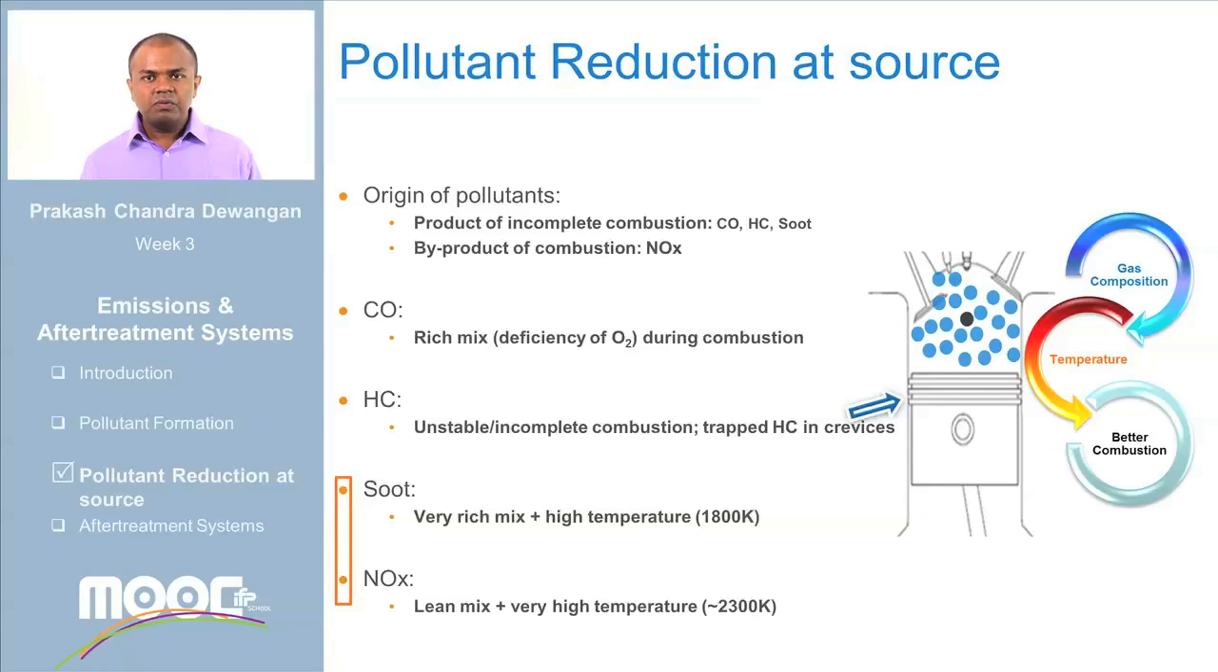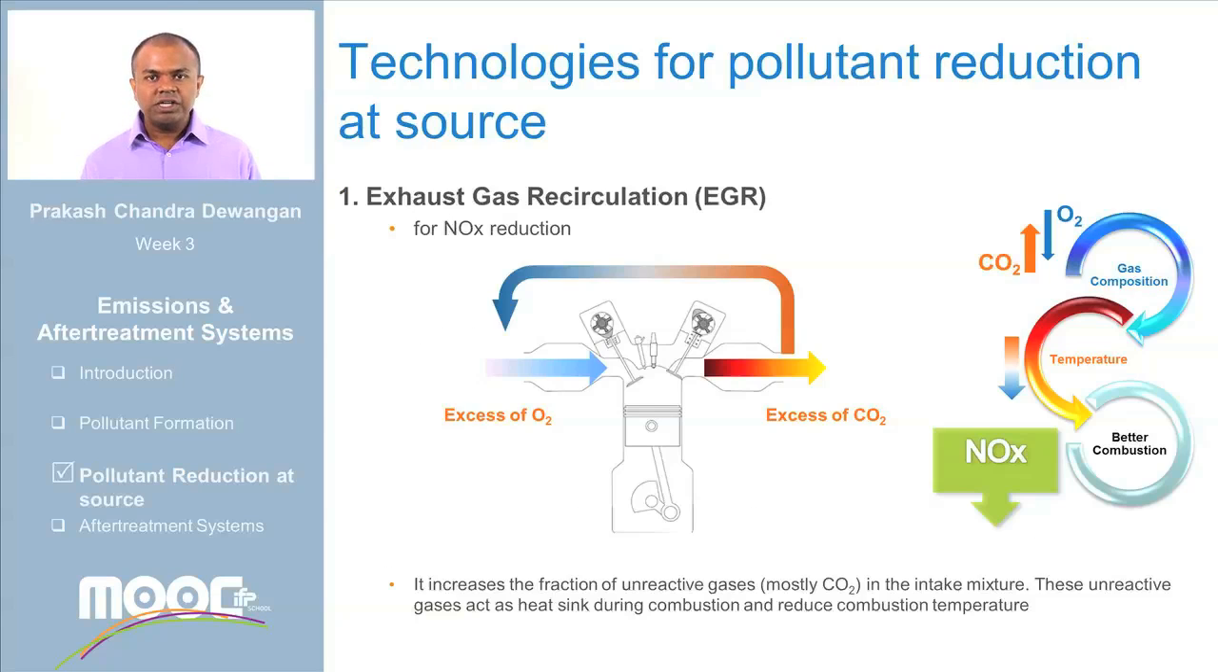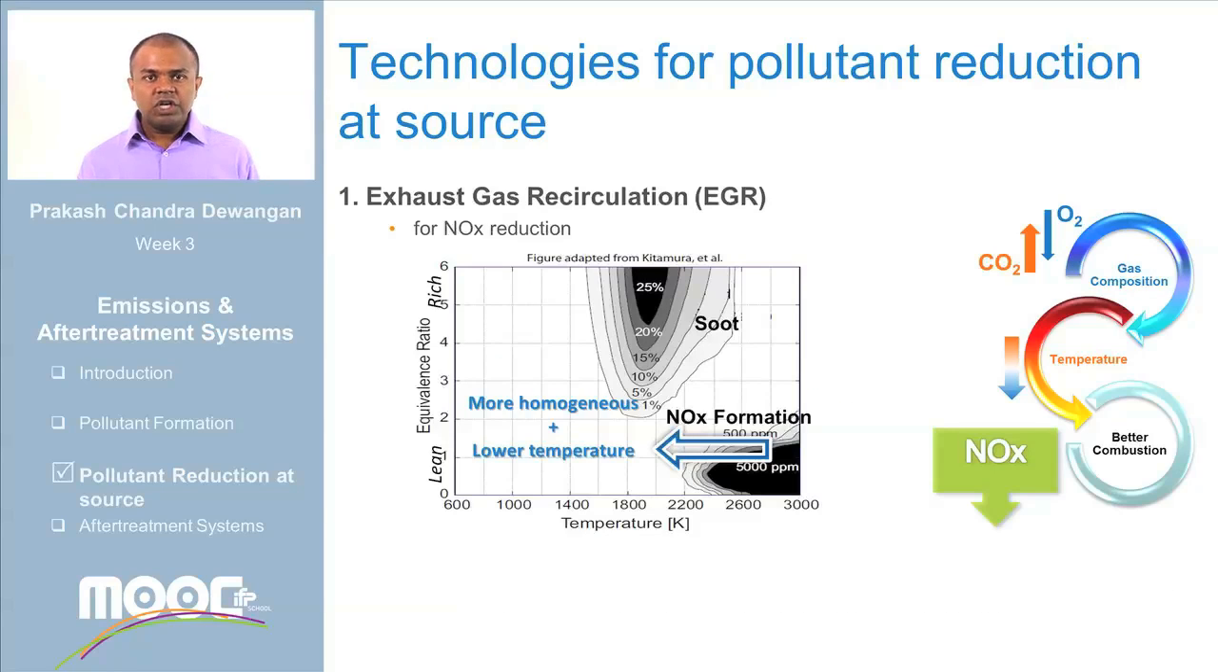The first example we'll take is exhaust gas recirculation or EGR. This technology is mainly used to reduce NOx at the source. As the name suggests, a part of the exhaust gases are reintroduced at the entrance of the engine. Due to CO2 produced during the combustion, there is an excess of CO2 in the exhaust gases. Therefore, using EGR, the amount of CO2 in the mixture inside the engine increases.